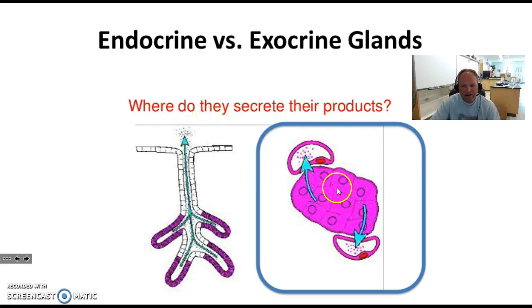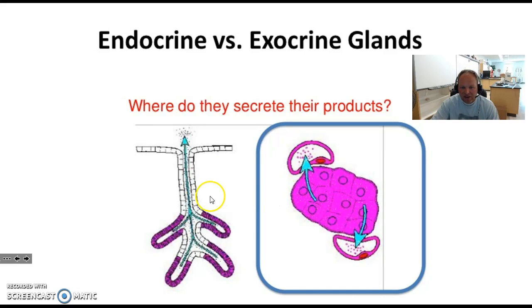If we look over here, if you're an endocrine gland, you don't need a pipe. You don't need a duct. You just secrete whatever you're making into the extracellular fluid, and it will naturally, by diffusion, go into the bloodstream. So that's your biggest difference anatomically. If you have a duct, you're an exocrine gland. If you don't have a duct, you're more than likely an endocrine gland.